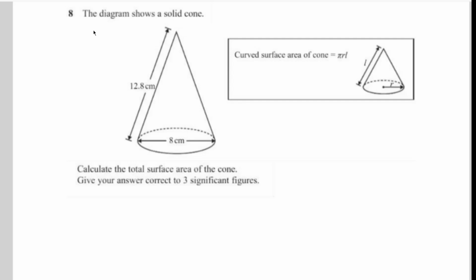Question 8. The diagram shows a solid cone. Calculate the total surface area of the cone. Give your answer correct to 3 significant figures. So this is a solid cone and we've been asked to get the total surface area. Since this is a solid cone, how many surfaces are there? This is one surface. We call this one curved surface area.